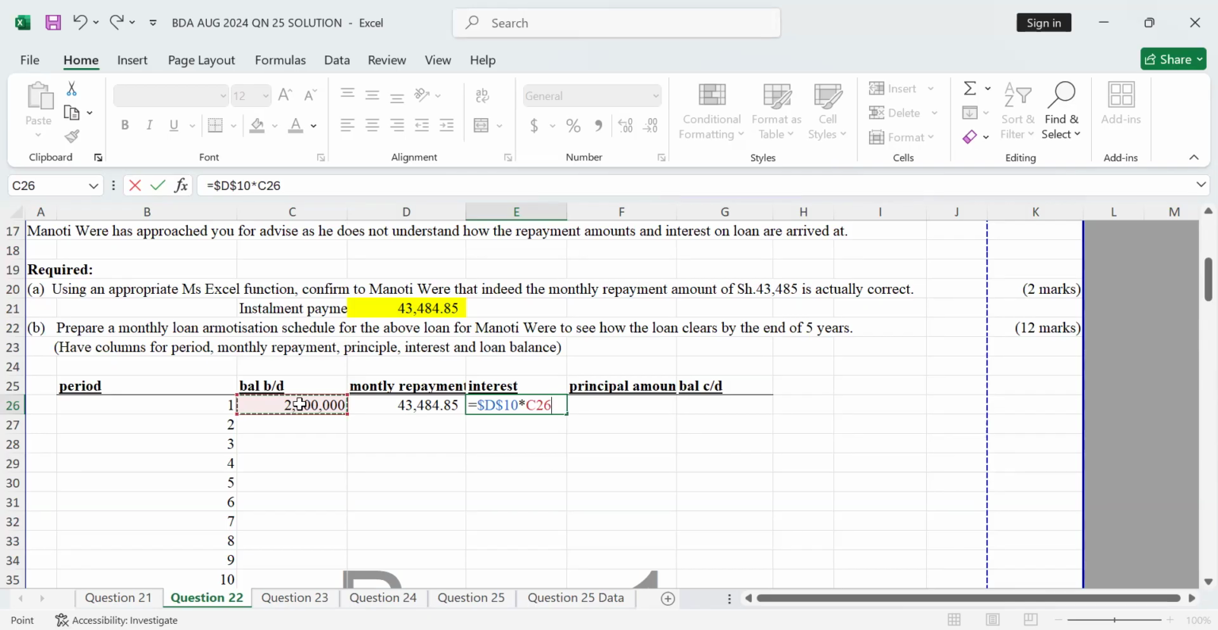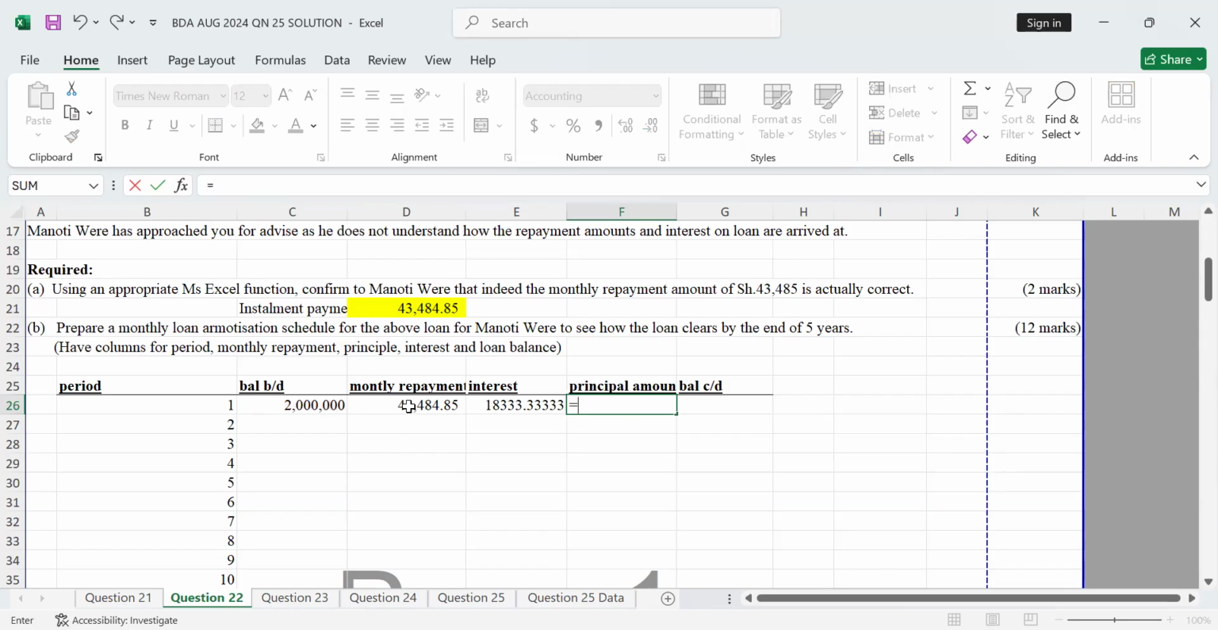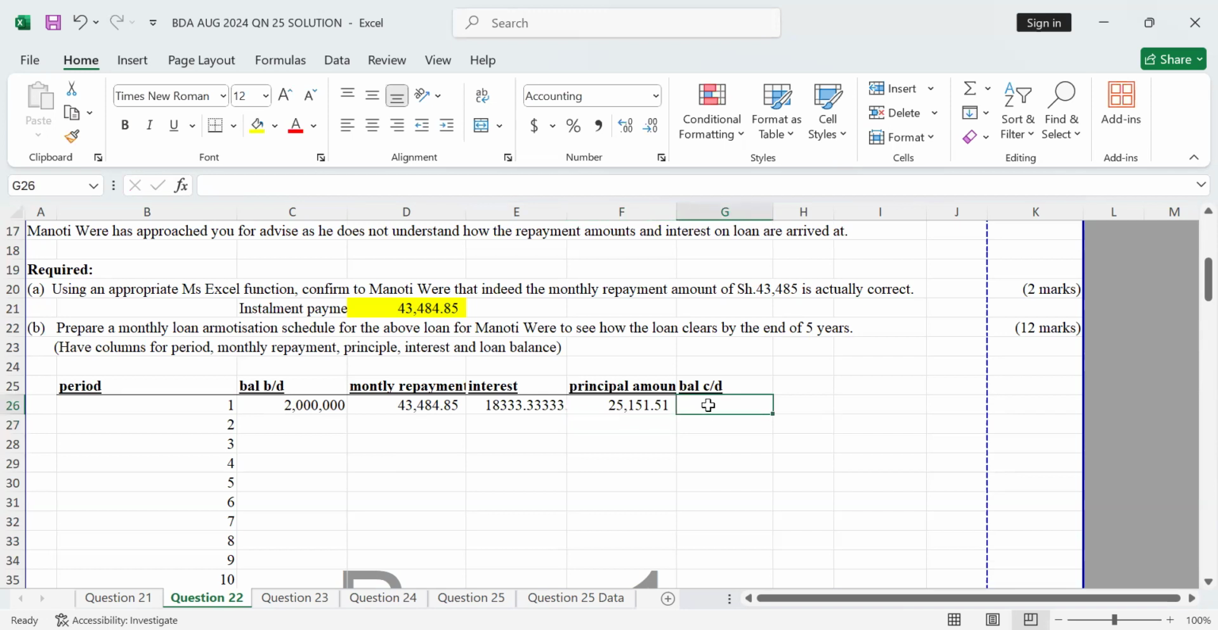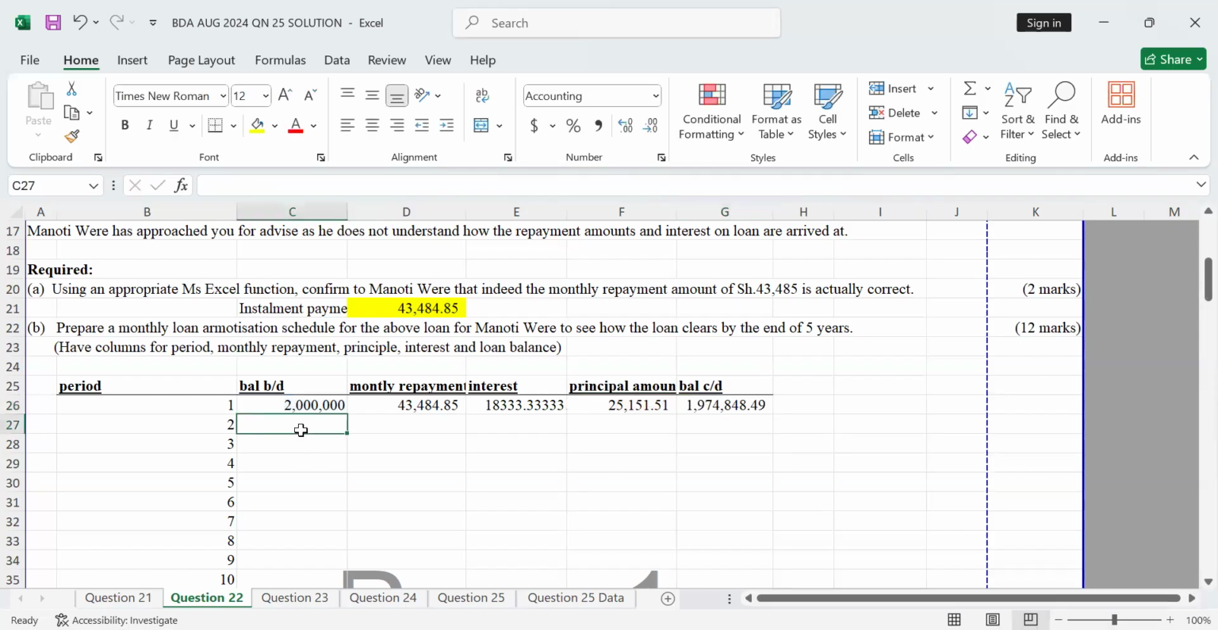That way, you place enter. Then the principal should be the monthly installment here, which is 43. You minus the interest. Interest is here, you place enter. Once you do that, the amount as at the end should be given by the amount as at the beginning. You minus the principal here, and you bring the amount at the end in month 1 will be the amount at the beginning in the second month.